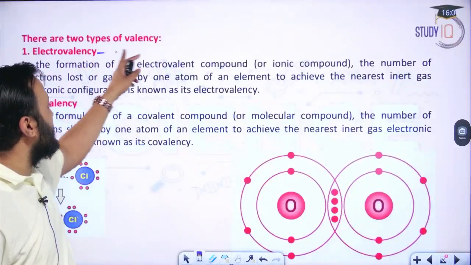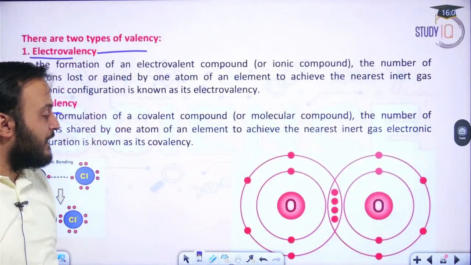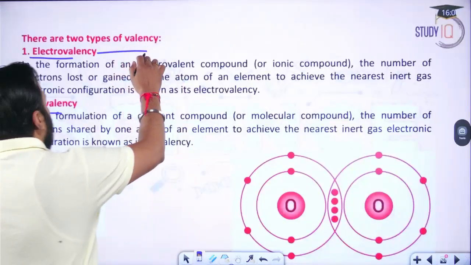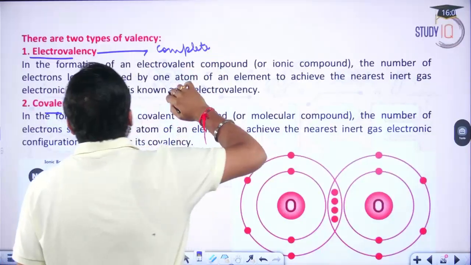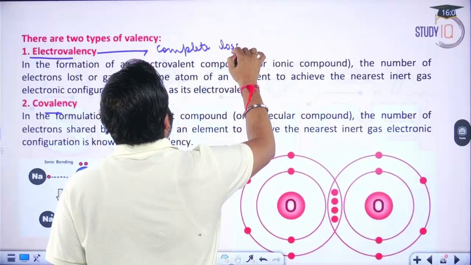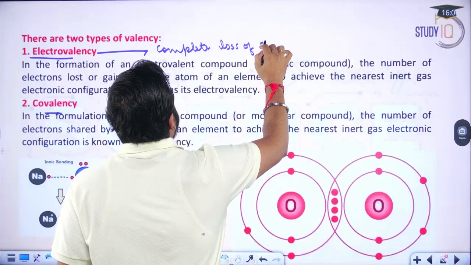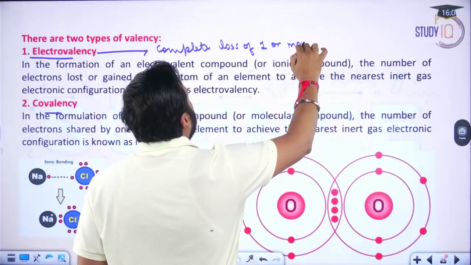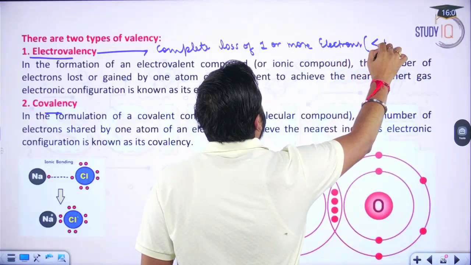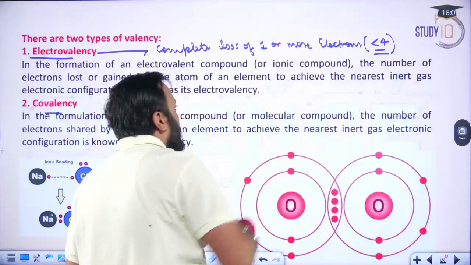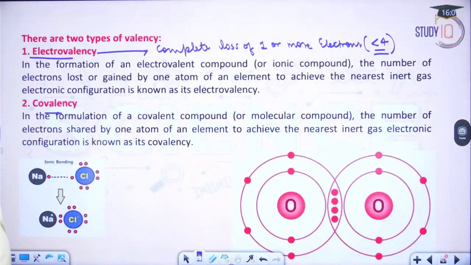Now there are two types of valency, electrovalency and covalency. Guys, electrovalency is where there is the complete loss of one or more electrons. Okay, one or more electrons are completely lost, and then they might be gained as well if it is greater than 4. Okay, that is your electrovalency.